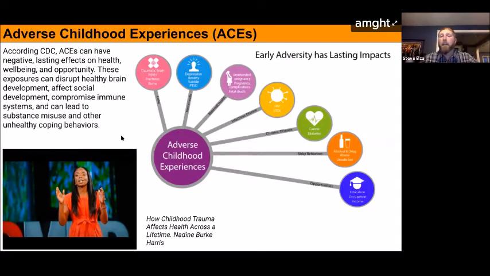ACEs. Because let's face it, whether it's healthcare, education, or a community, we can't erase these ACEs, but we can support them. We can add good to them. That is linked in there, and hopefully at some point you get a chance to take a look at that. It is also in the resource page we'll give you at the end of the day.